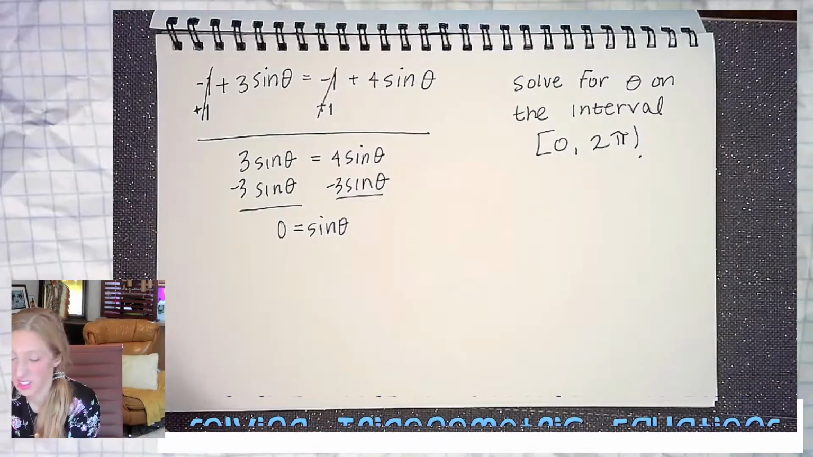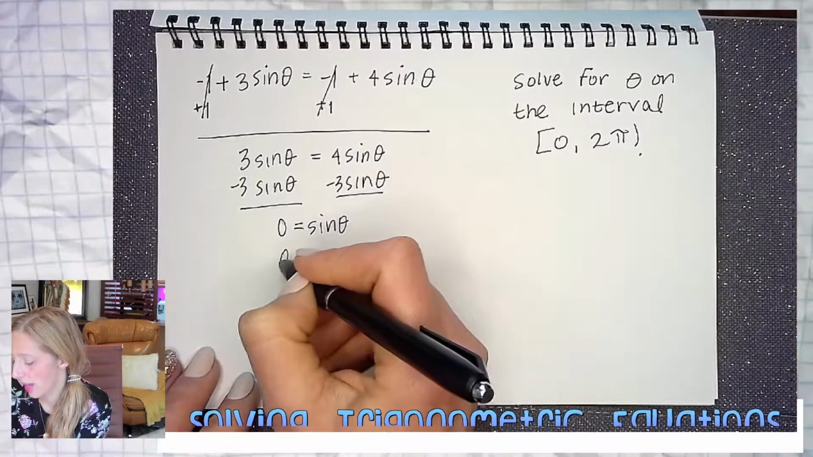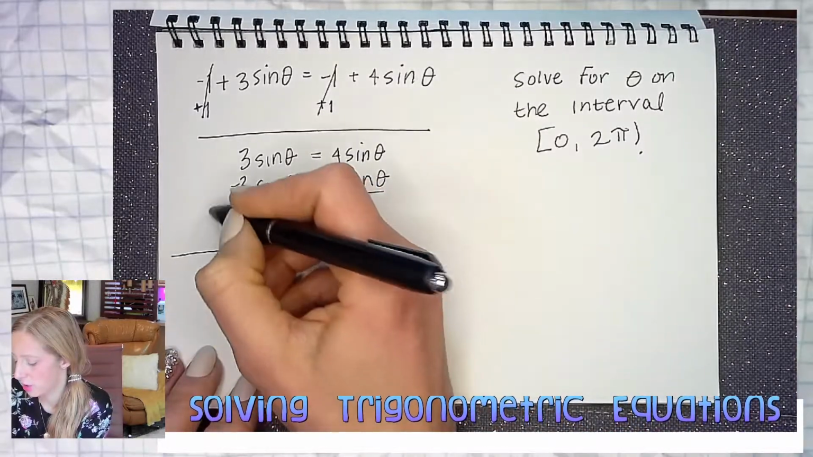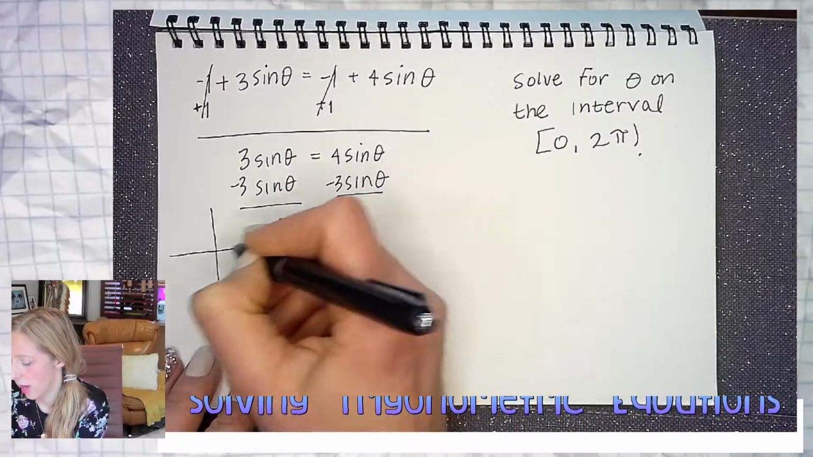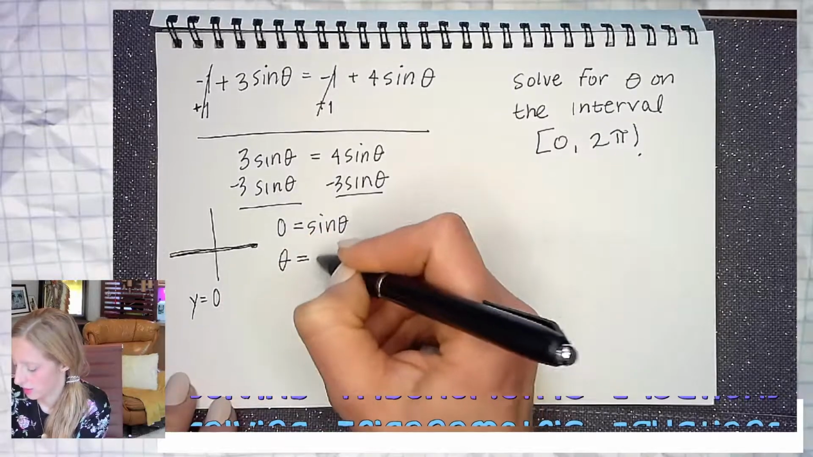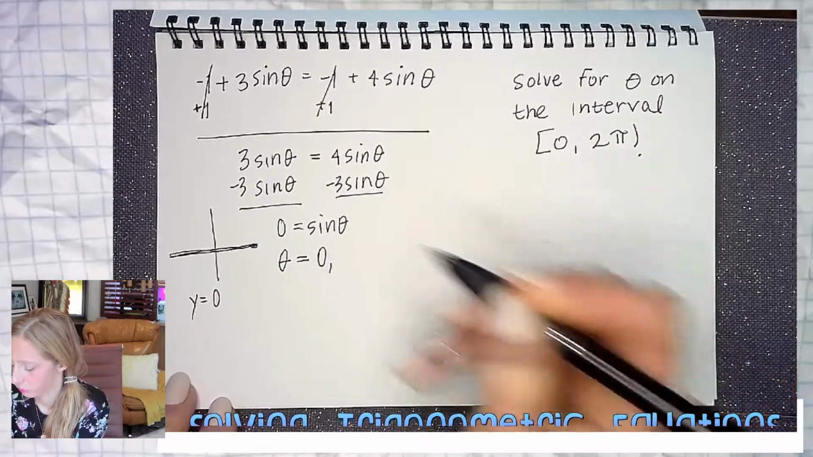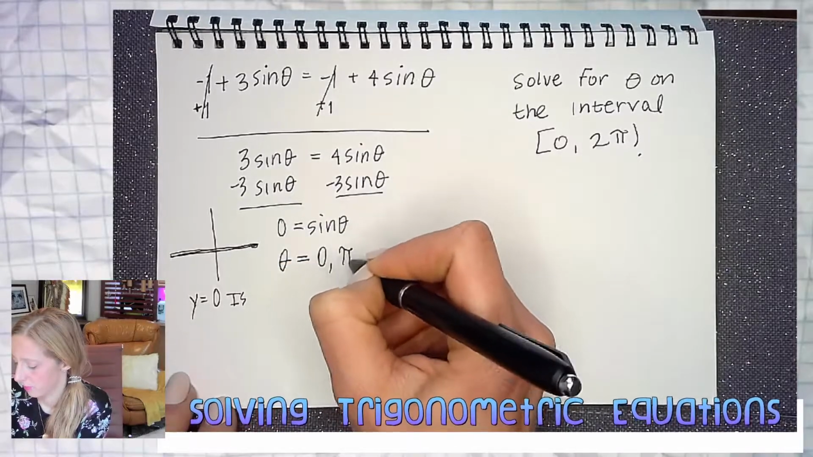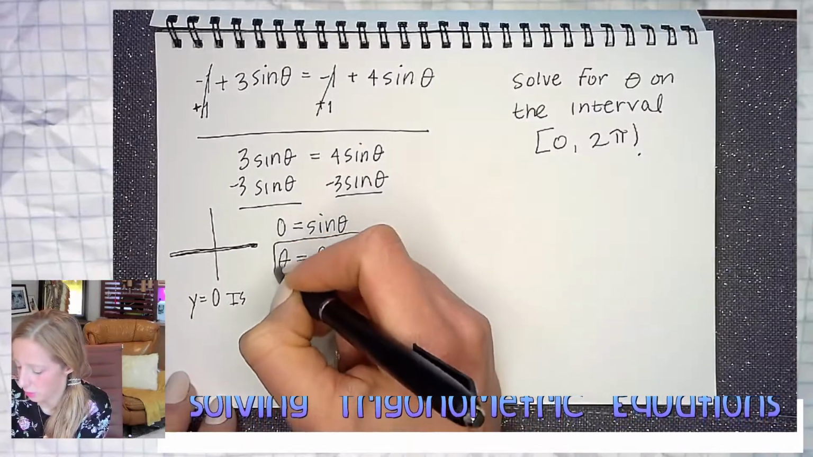Where does sine equal 0? For which angles? So where's the y value 0? If you picture that unit circle, the y value is 0 at 0 and pi. Yes. And if we were just solving on that interval, we'd be done.